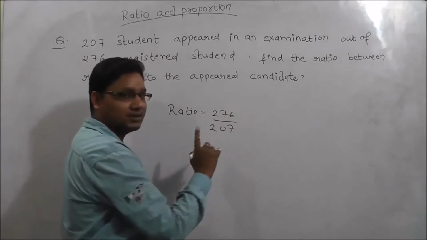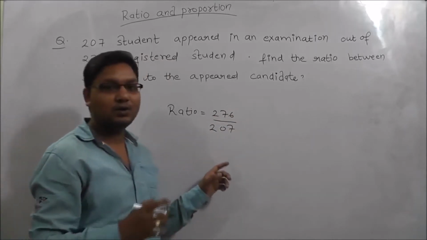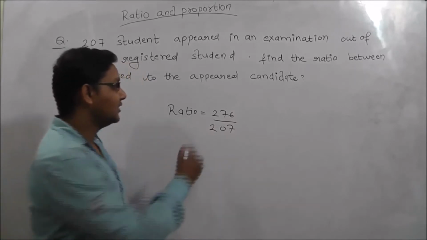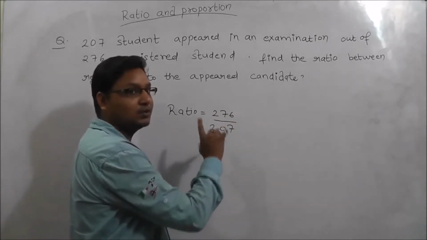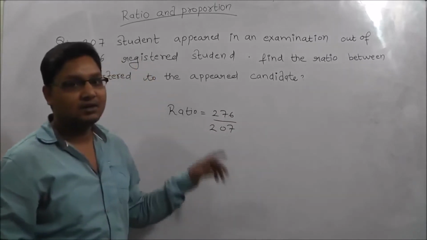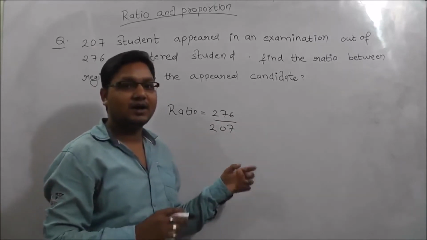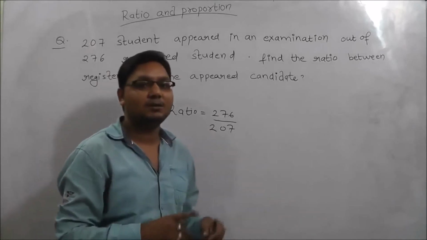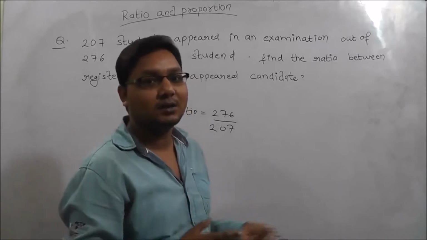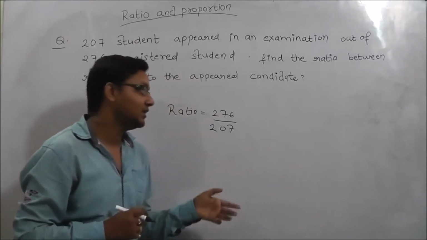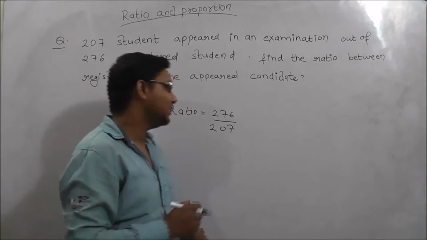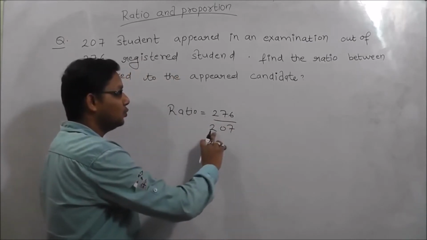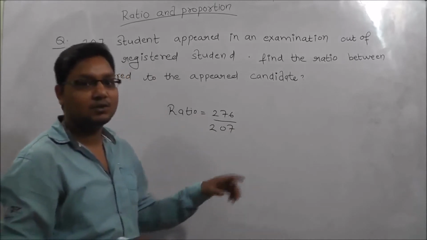Cancel it by 3. So how will we know it? Both of them will cancel by 3. By using the divisibility rule, we can say that 2 plus 7, 9, 9 plus 6, 15. So 15 is divisible by 3. How to check divisibility by 3? By adding all the digits. If the result is divisible by 3, then the number is divisible by 3. So 2 plus 7, 9, 9 plus 6, 15. 15 is divisible by 3. 2 plus 7, 9. Okay, so 9 is also divisible by 3.